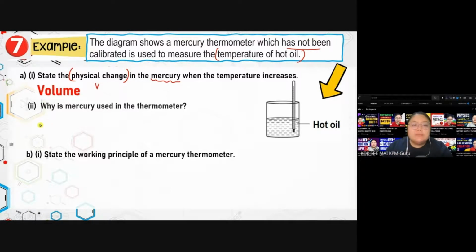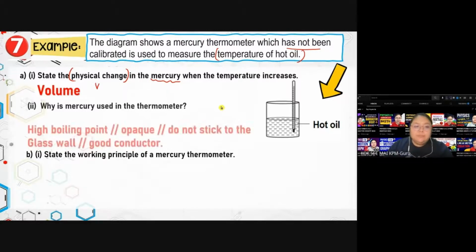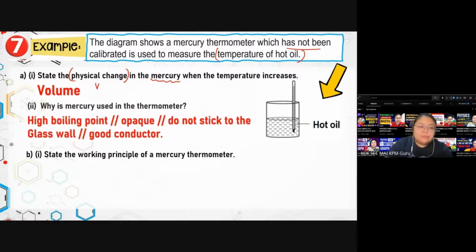Okay, why is mercury used in a thermometer? So now we need to know the advantages of mercury. First one, high boiling point. The meaning is, when I heat until 100, mercury is still a liquid and never becomes gas. So we call this high boiling point. It is not easy to change into steam.